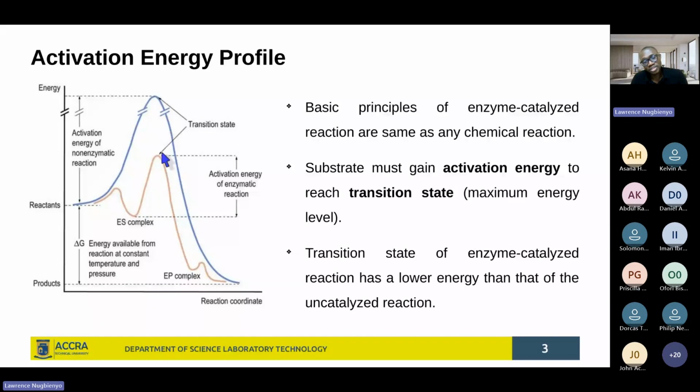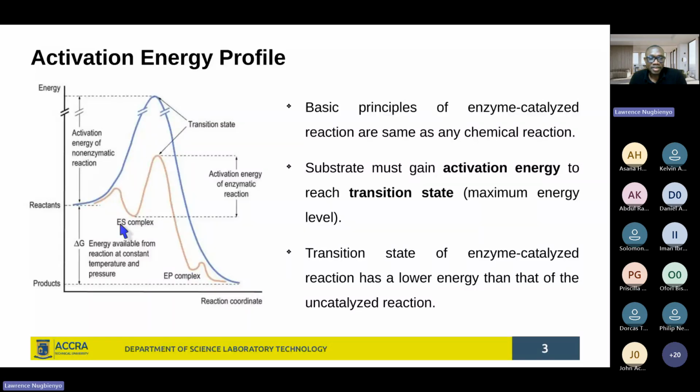Because, logically, what it means is that a reaction which is not catalyzed will take a longer time to reach a transition state for the reactants to react, because it requires more energy.